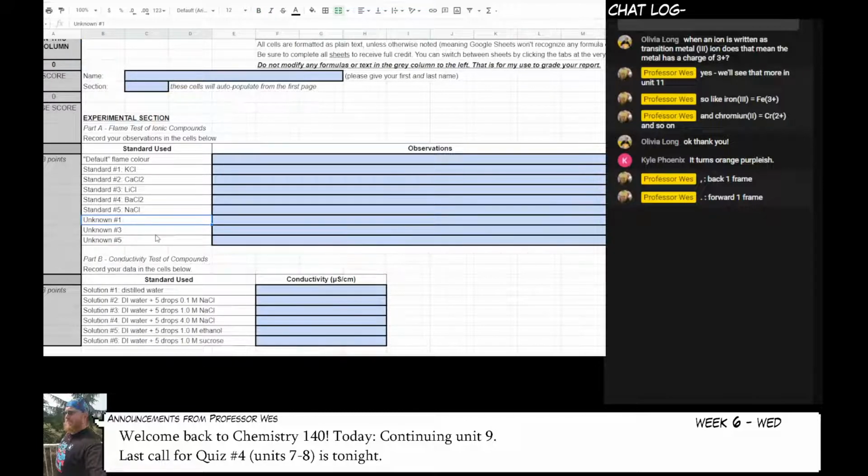Note that there are 3 unknowns. They're numbered 1, 3, and 5. There is no unknown 2 or 4. Your unknowns are going to match one of the 5 standards that I showed you in the video, or that Samita showed you. The colors are a little bit hard to see, especially if you have trouble interpreting color.